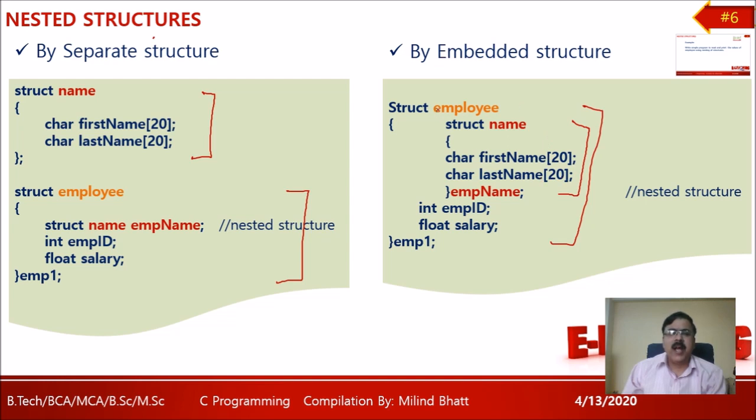So this one is my outer structure and this one is my inner structure. In these two different ways, both can work very easily in C, and in this way we can define nesting of structures in C.